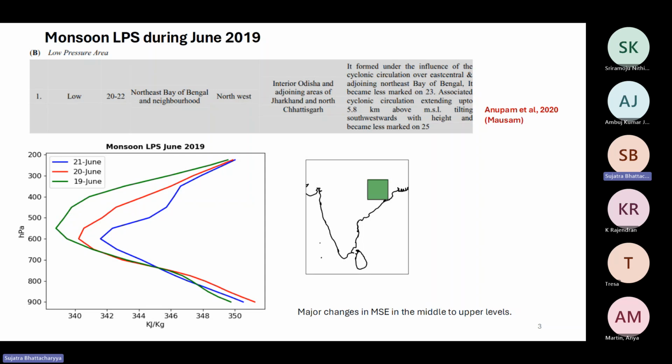So just one day before, I have started with 19th June, then 20th June, 21st June. I have not continued further. This is just to show how the variations look, averaged over this particular box. You can clearly see that there is a strong shift in the moist static energy profile towards the higher energy regime. In the lower troposphere it didn't change much, but mostly the changes can be seen in the upper troposphere. So this is another variation which I wanted to show.